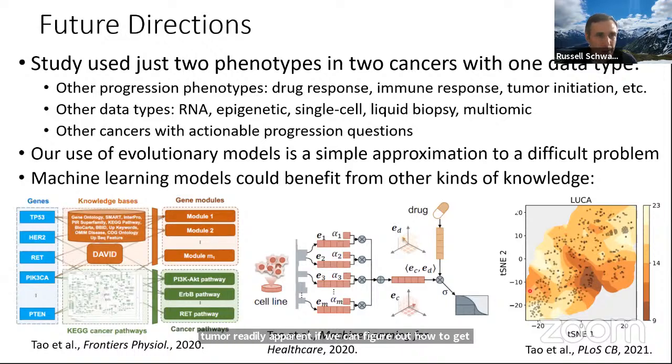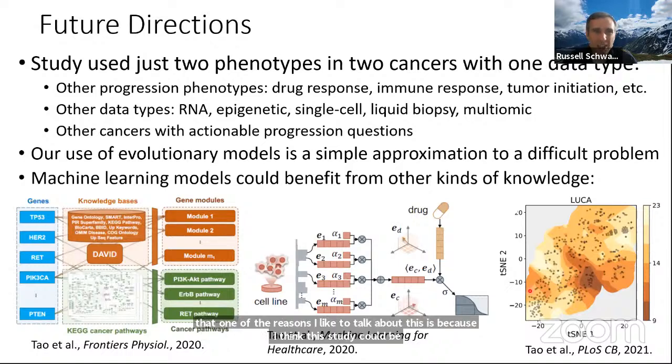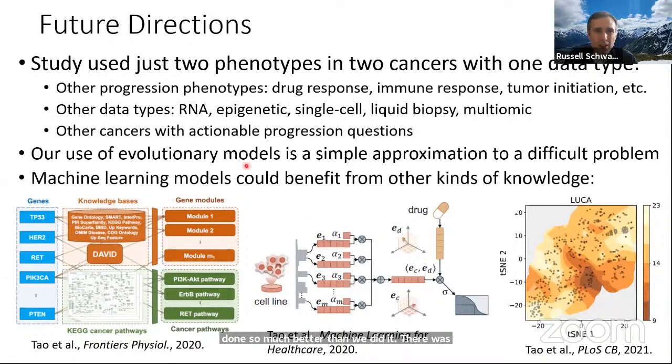I know time is short here. I think I really need to wrap up. So let me just say that one of the reasons I like to talk about this is because I think this study could be done so much better than we did it. There was a lot more to be done with bringing this to other phenotypes, other data types, other kinds of cancers with actionable progression questions.